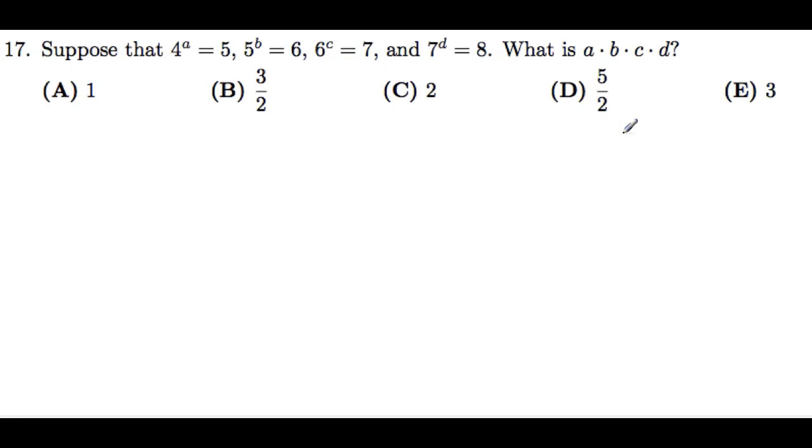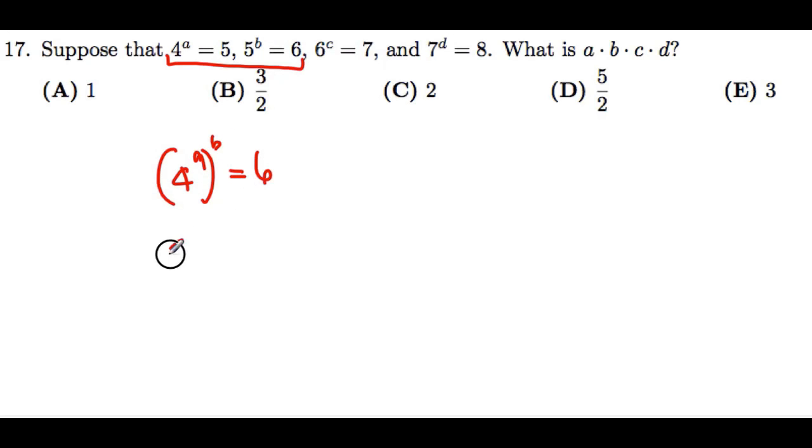Number 17. So 4 to the A power, 5 to the B power, but these numbers keep on repeating themselves. What is A times B times C times D? Let us try to go for the substitution here. Because 5 is common in both cases, and 5 can be expressed as 4 to the A power. So when I combine these two, instead of 5, I can put 4 to the A power, to the B power, because from here, it must be equal to 6.